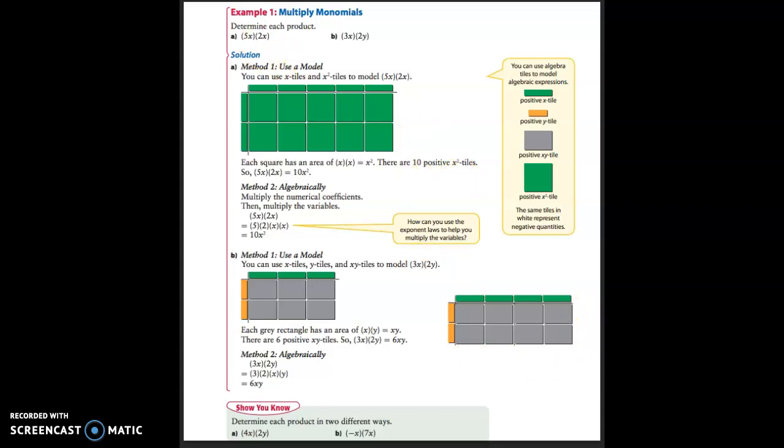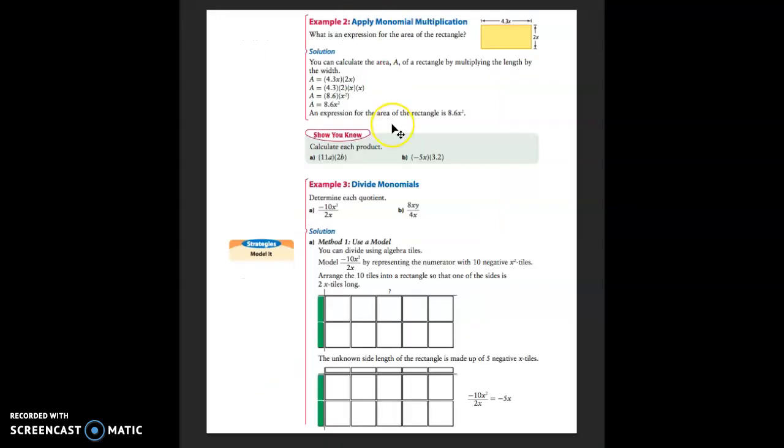All right, so next we have example 2. So same thing, you have 4.3 times 2x, which is basically 4.3 times 2, which is 8.6, and then you have x times x, which gives you x squared. So the answer will be 8.6x squared. Now right here, you have 11a times 2b, which simply gives you 11 times 2 times a times b, which is 22ab.